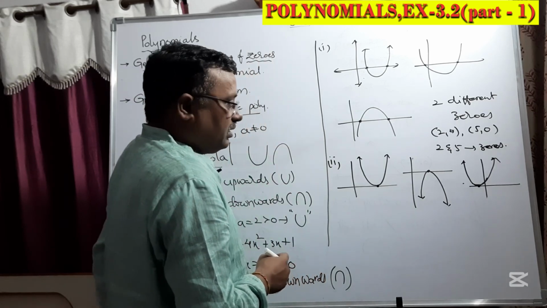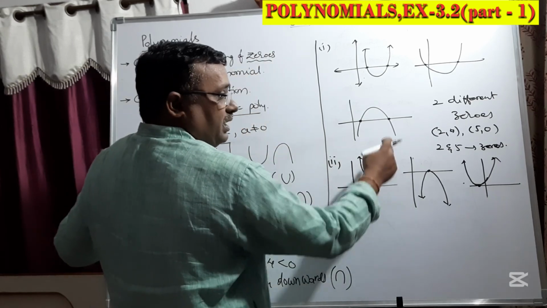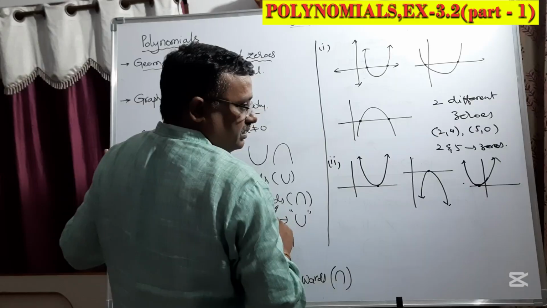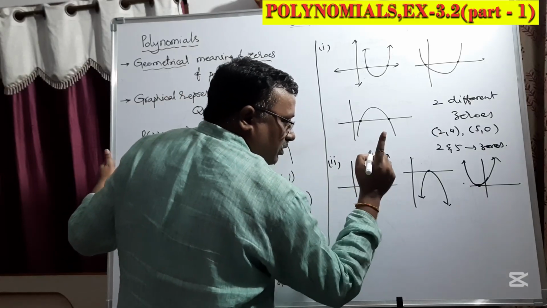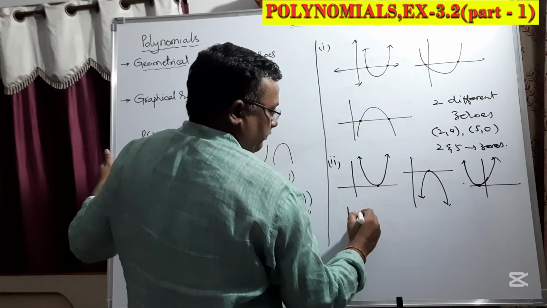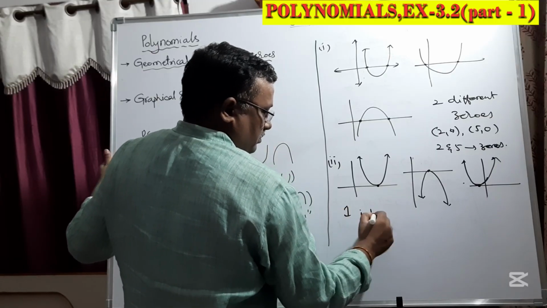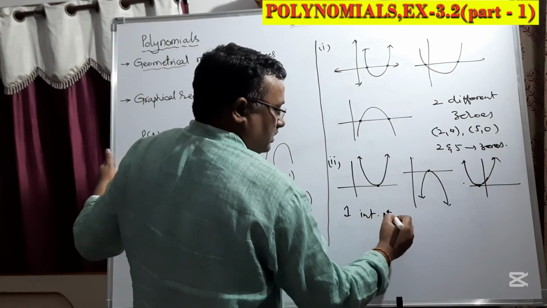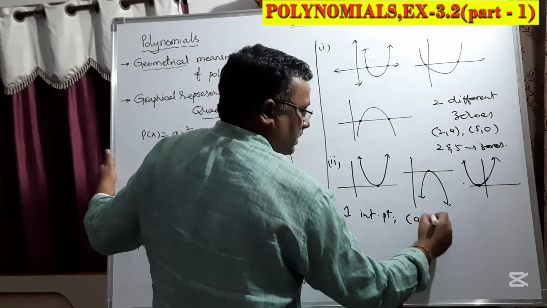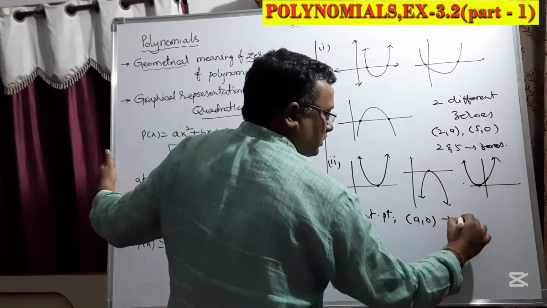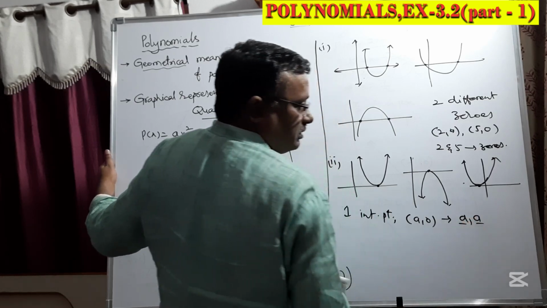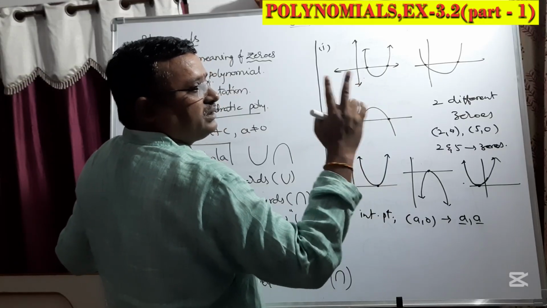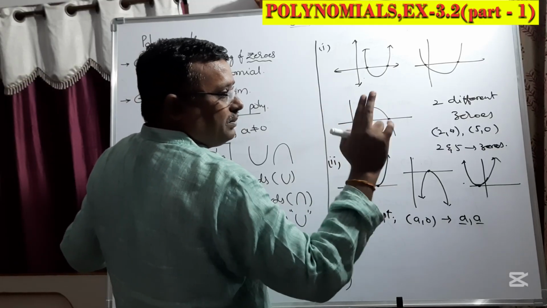Is it clear? In all these cases, the parabola, the graphical representation of the quadratic polynomial, is intersecting the x-axis at a point. So that point's y coordinate is 0. One intersecting point you will get. So if it is the ordered pair (a, 0), then the zeros are a, a, repeated zeros you will get. That's why at most n zeros will be there for an nth degree polynomial.